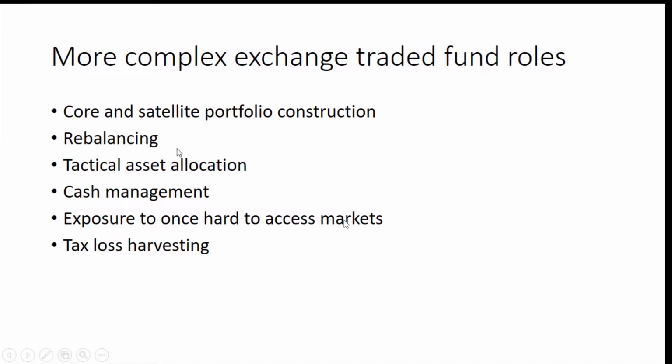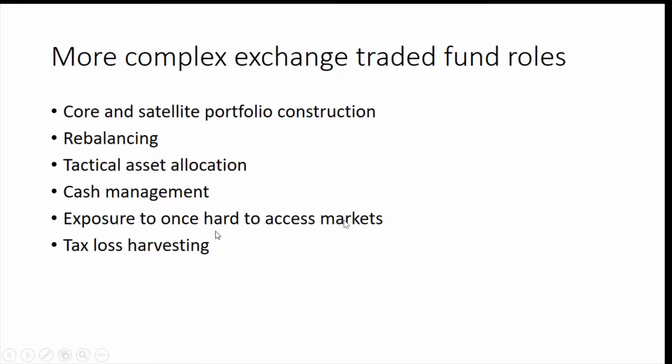ETFs can be used for rebalancing, so it is very easy to do it in ETFs. Let's say you want to change your allocation from equity to debt, so you can start buying debt ETFs rather than buying bonds, which is difficult. You can do tactical asset allocation. Moving between funds is much easier. Cash management is much easier in ETFs because they have less cash drag.